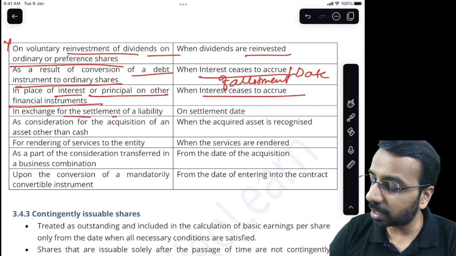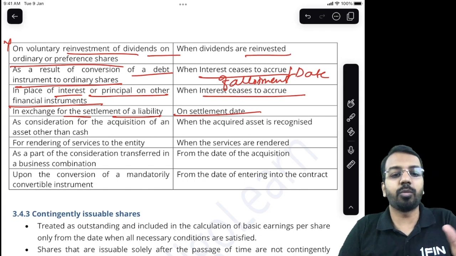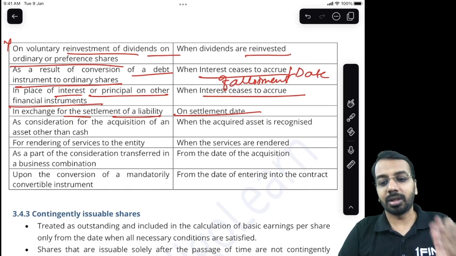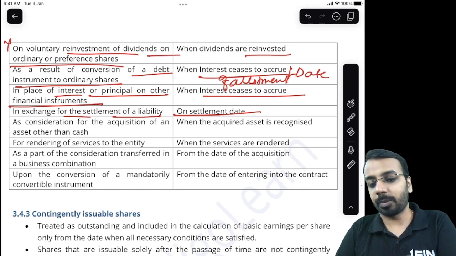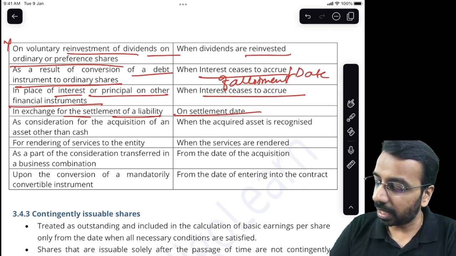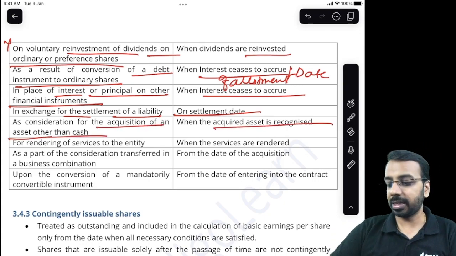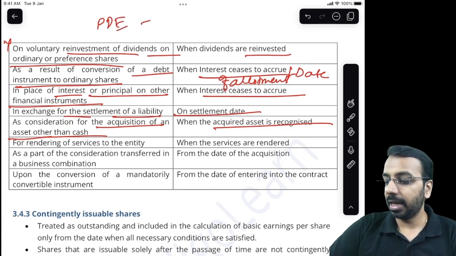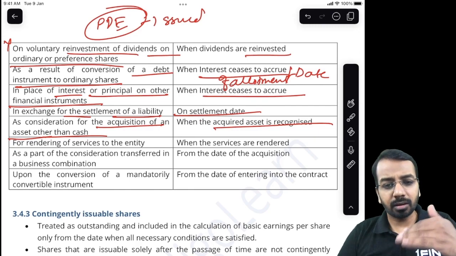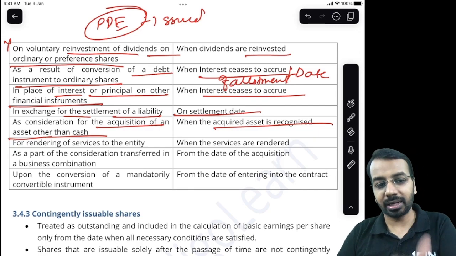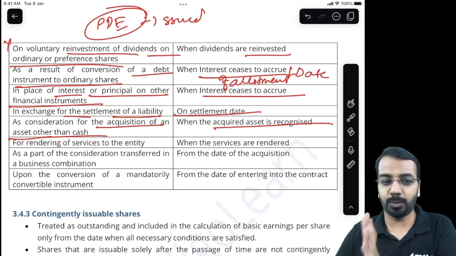If it is in exchange for settlement of liability, whenever you have settled. So for example, if I have issued shares to settle my creditors, from the date on which the settlement happens I will consider it for the purpose of my time weighted factor. Then if it is for acquisition of an asset other than cash, when the asset is recognized. For example, I have acquired PPE and I have issued shares. So from the date on which I have recognized PPE, I will recognize the time weighted factor for the weighted average equity calculation.